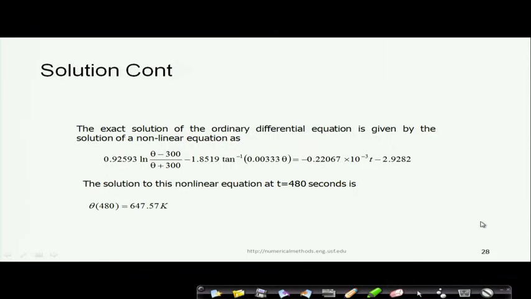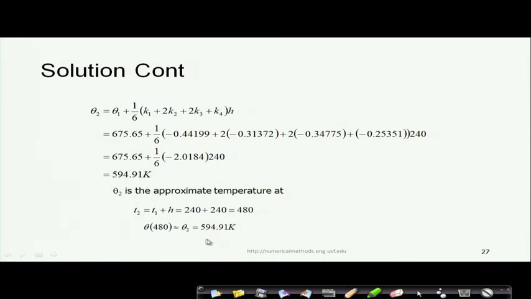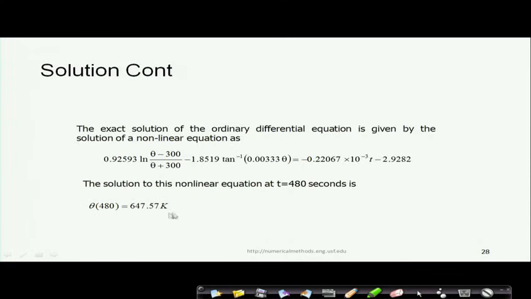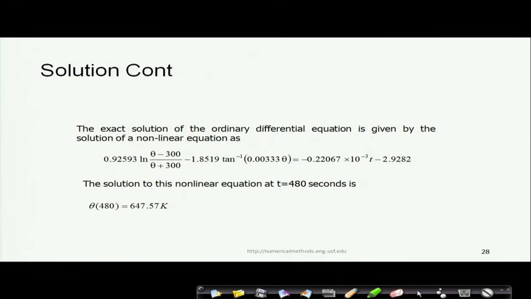So, the exact solution of the differential equation is 647.57 if I solve it. Now, we got 594.91. So, it was not very far, okay? Not very far, around 50 degree Kelvin. That is certainly an approximation. So, now we have understood what is Runge-Kutta method.